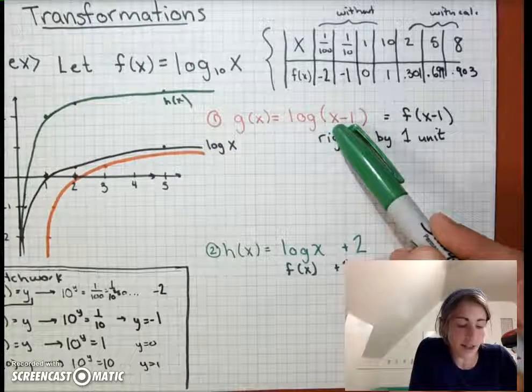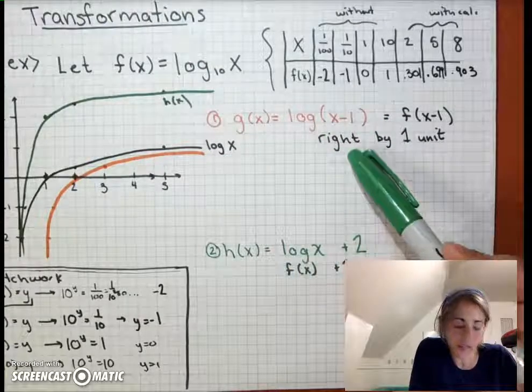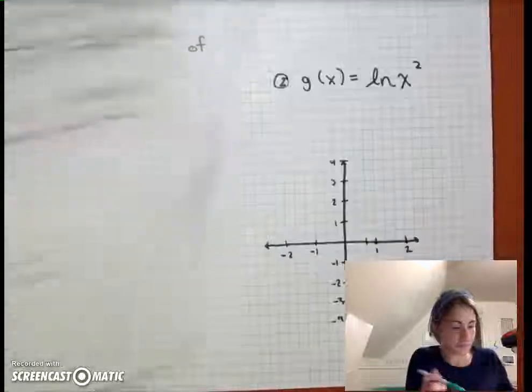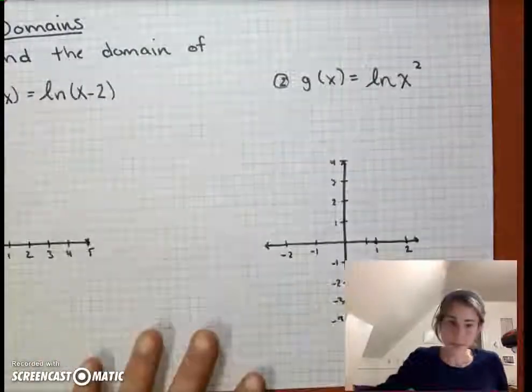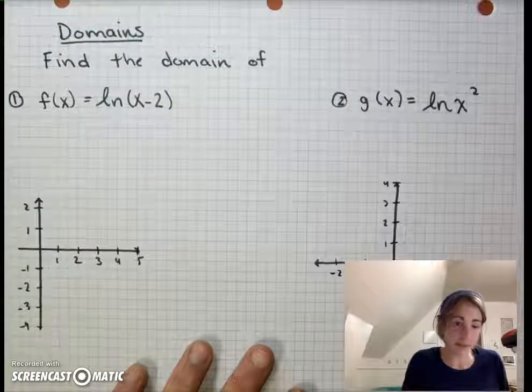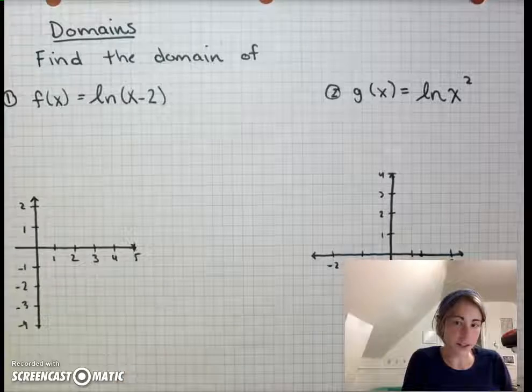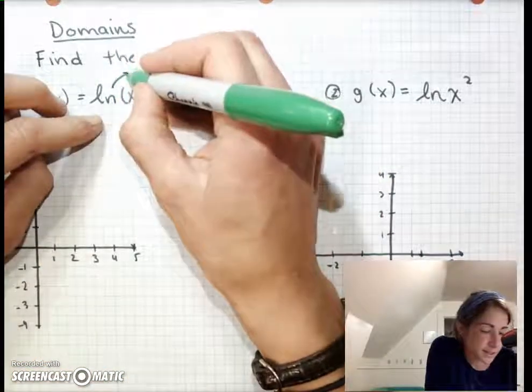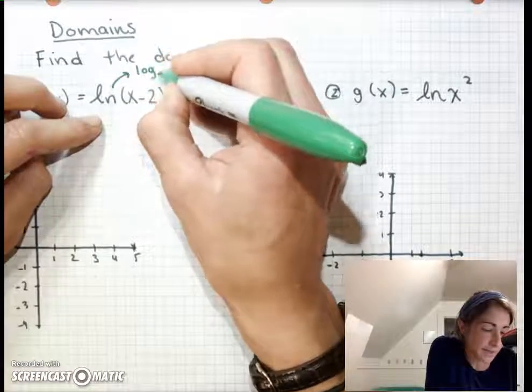Inside of the log means a shift to the left or right. Outside of the log means a shift up or down. This idea can also help us to understand the domains of different log functions. So ln is just the log base e, remember that.